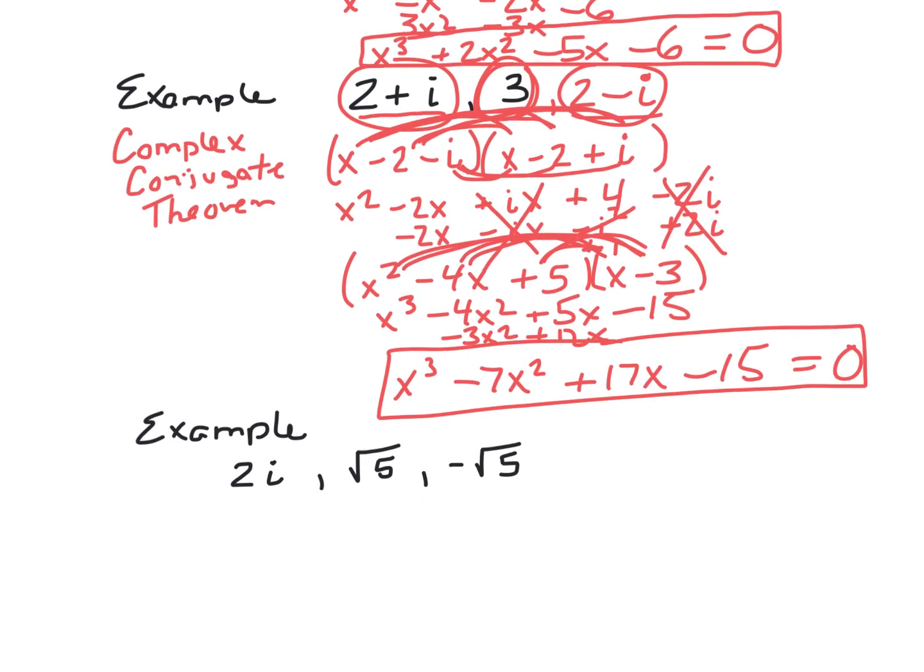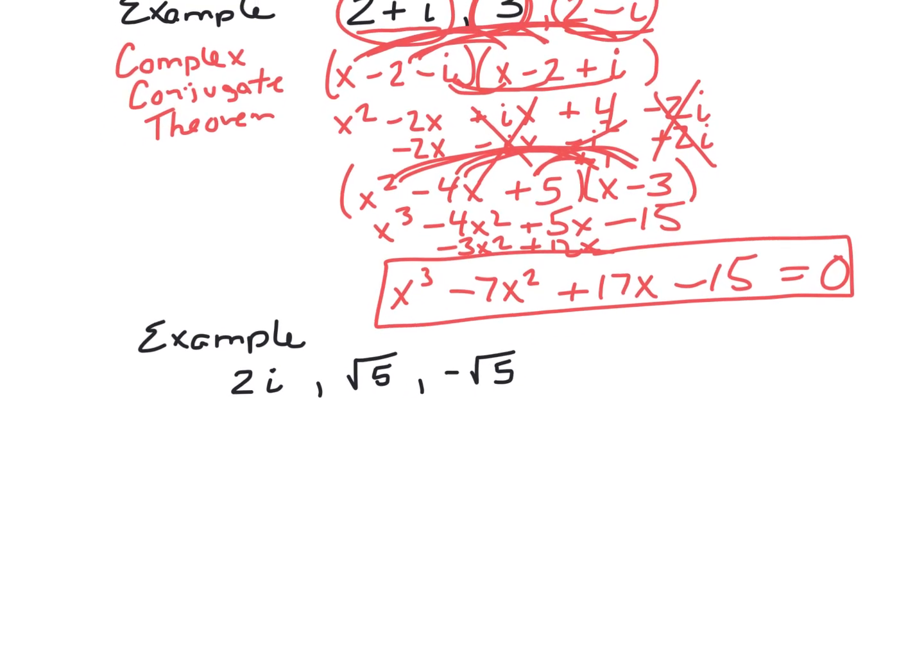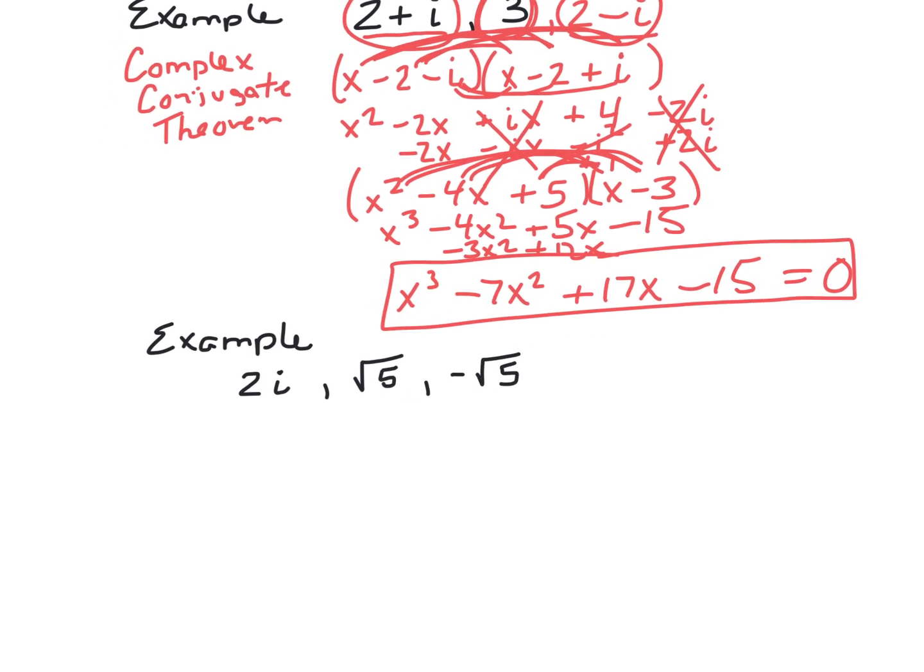So the ones with i, remember those i's are going to cancel. So in this last example, now I've got 2i, which means I've got to have negative 2i. That's that complex conjugate theorem. I've got root 5 and negative root 5. So my factors would be x plus 2i, x minus 2i, x minus root 5, and x plus root 5.